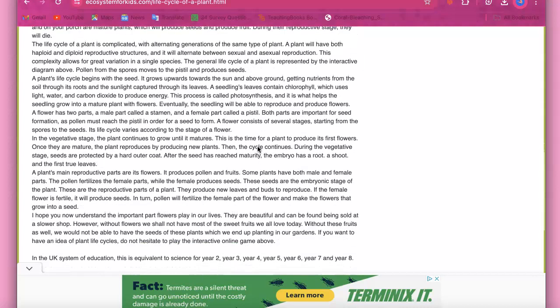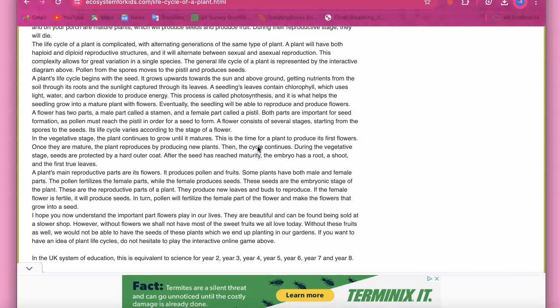The life cycle of a plant is complicated. With alternating generations of the same type of plant, a plant will have both haploid and diploid reproductive structures, and it will alternate between sexual and asexual reproduction. This complexity allows for great variation in a single species. The general life cycle of a plant is represented by the interactive diagram above. Pollen from the spores moves to its pistil and produces seeds. A plant's life cycle begins with the seed.